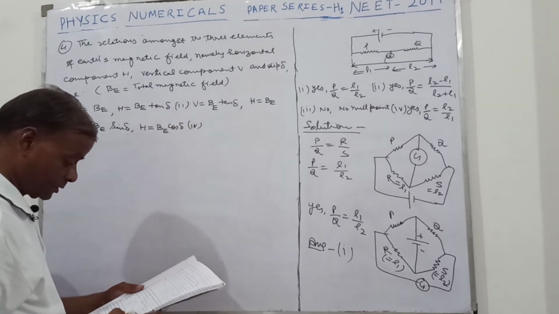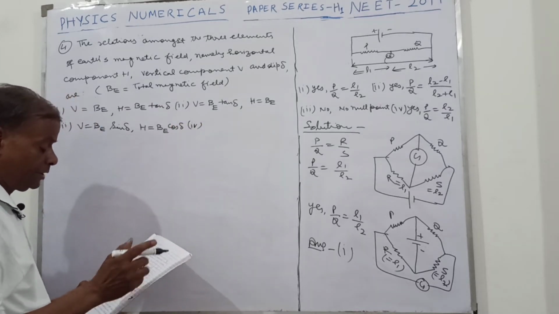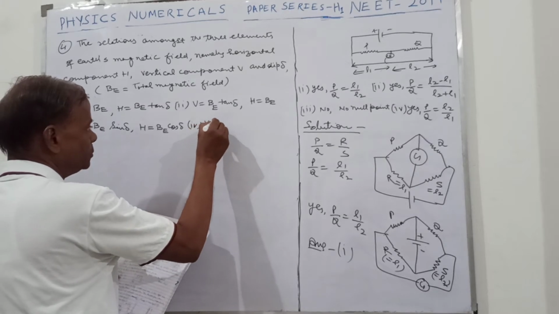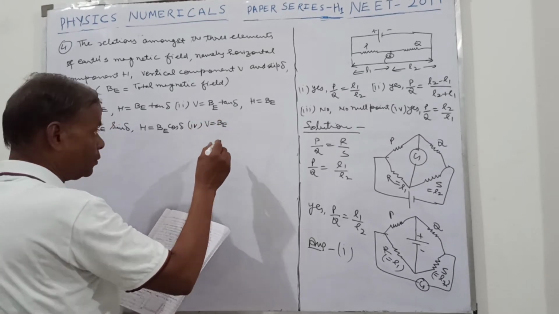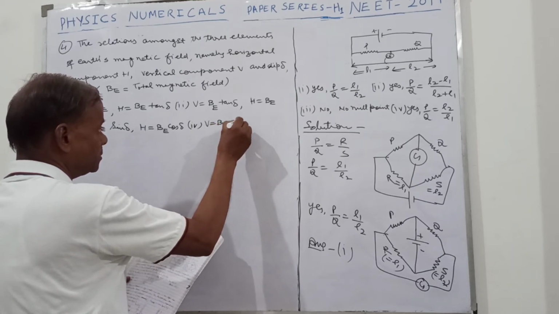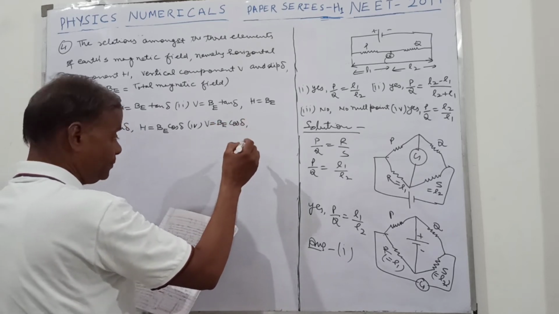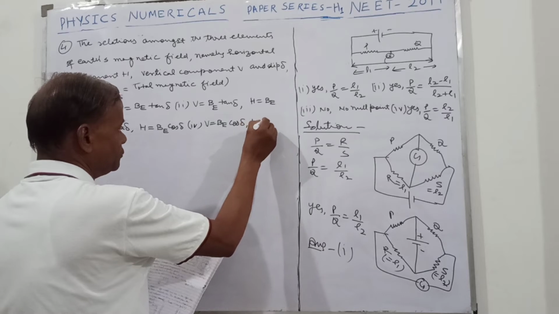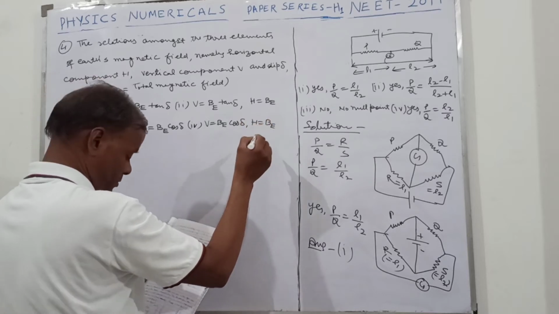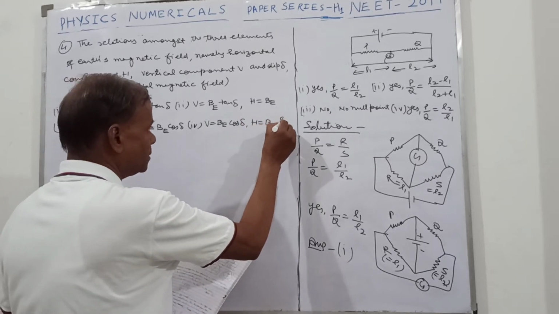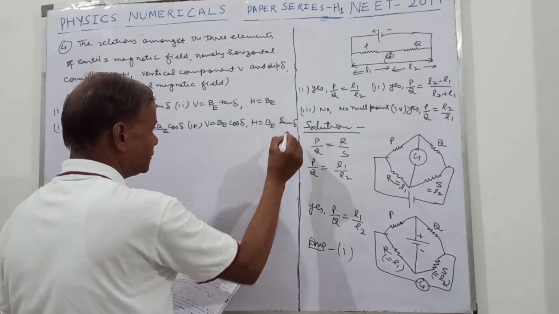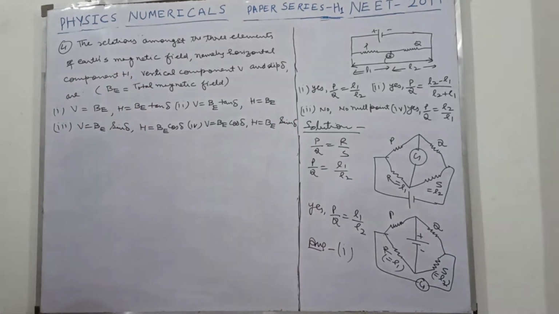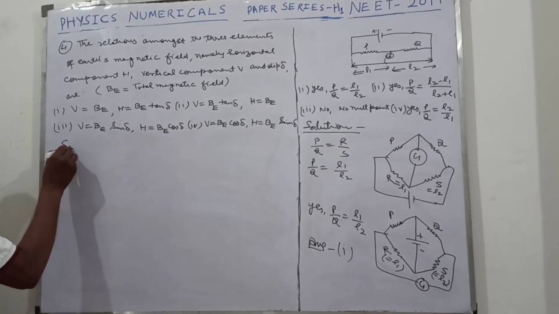And now the fourth option, V equal to BE cos delta and H equal to BE sin delta. These are the four options. Now the solution to this question.